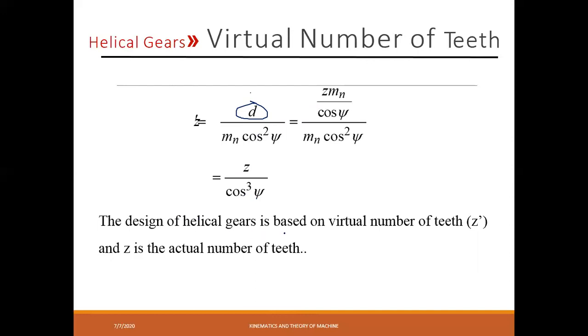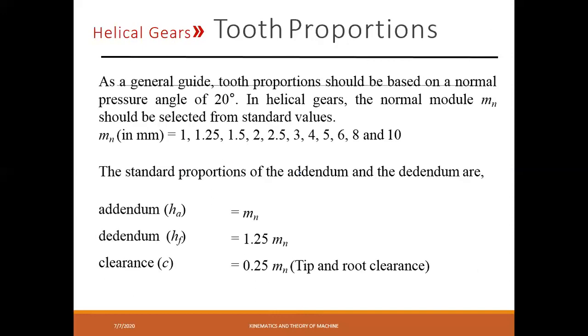The design of the helical gear is based on the virtual number of teeth, and z is the actual number of teeth, right? So whenever we design a helical gear, it is always based on z', which is the virtual number of teeth, and z, which is taken here, is the actual number of teeth on the helical gear.